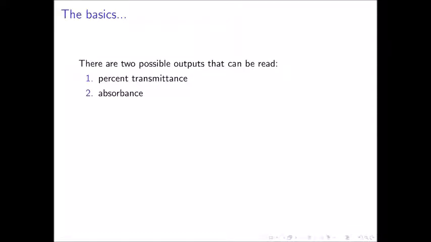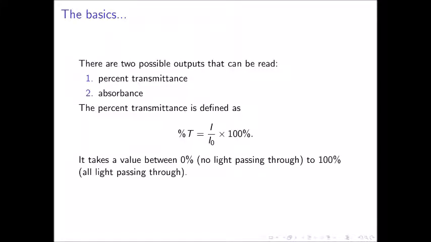Second is the absorbance. The percent transmittance, denoted %T, is defined to be the ratio of the outgoing intensity I over the incoming intensity I0 multiplied by 100%. Note that this takes a value between 0%, the situation where no light passes through, all the way up to 100%, where all of the light passes through.